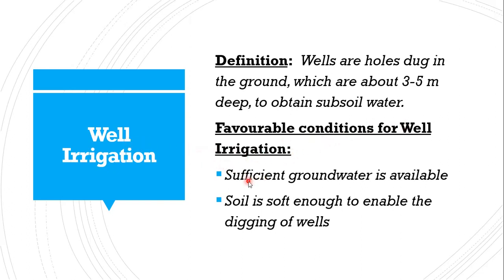Number one, we should have sufficient groundwater. That means in our initial part of this lesson we saw the water table must be very high, and generally children, the water table will be very high near the river basin area. So obviously we can have well irrigation near river basin areas or wherever we have perennial rivers or seasonal rivers also.